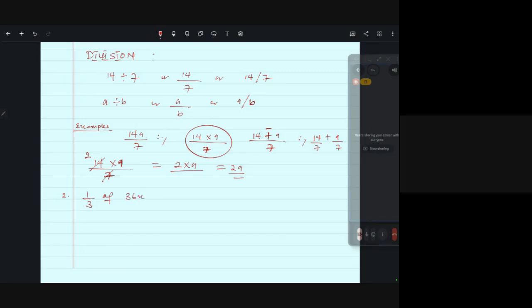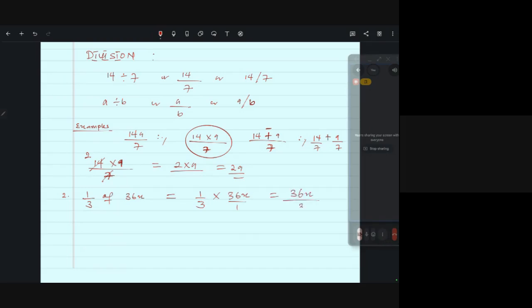Also, example 2: 1 over 3 of 36x. When we have "of" in mathematics, it basically means multiply. So you have to do 1 over 3 times 36x over 1. Now, the way we do it in fractions is that numerators multiply numerators and denominators multiply denominators. So we say 36x times 1, that's 36x.